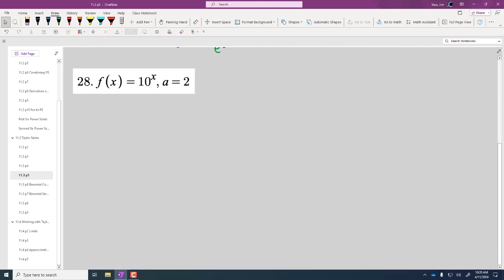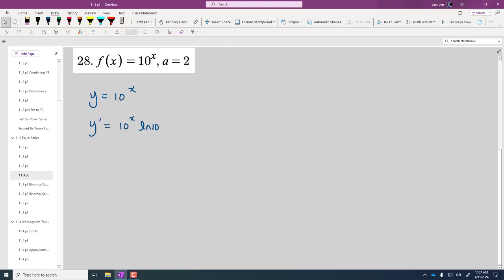Okay, so 10 to the x. Same idea. We've got this exponential function. It's got a base of 10. We'll start by taking 3 derivatives. When we differentiate an exponential that has a base other than e, that's where we have to throw in the extra factor of natural log of 10, or natural log of that base. If the base was e, natural log of e is 1, so it also is true for that one.